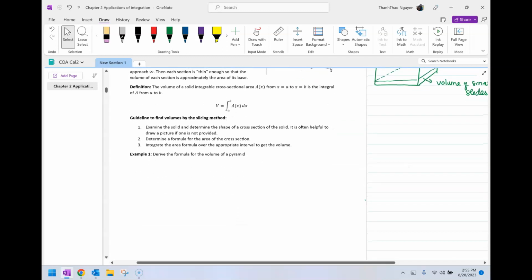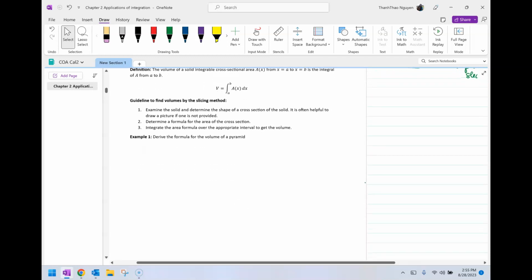So how do we find the volume using the slicing method? We first examine the solid and determine the shape of the cross-section of the solid. It's often helpful to draw a picture if one is not provided. Then we determine a formula for the area of the cross-section. Then we integrate the area formula over the appropriate interval to get the volume. So let's derive the formula for the volume of a pyramid.